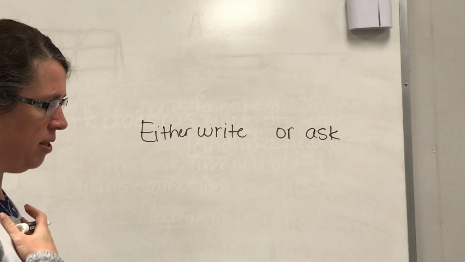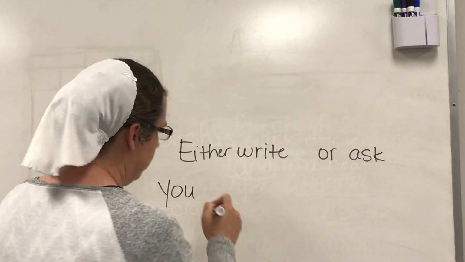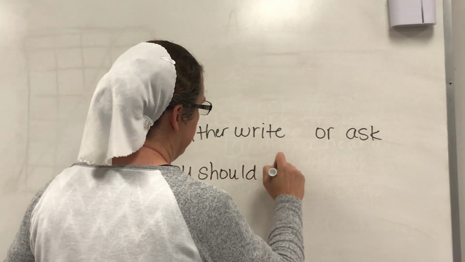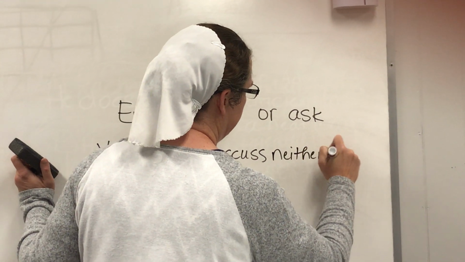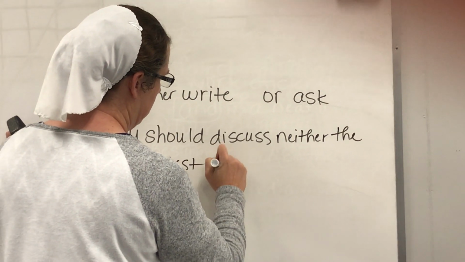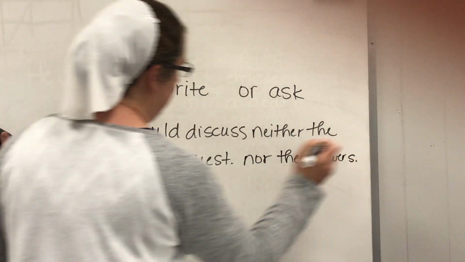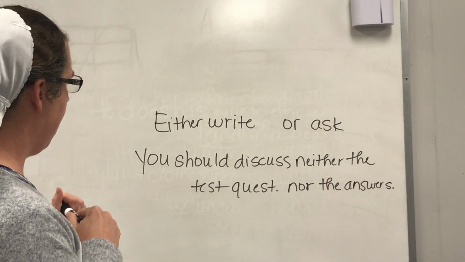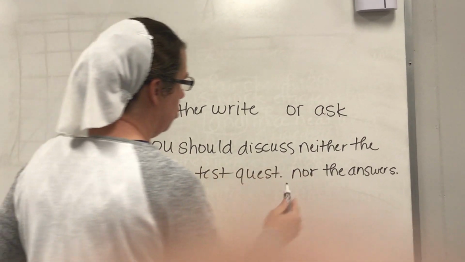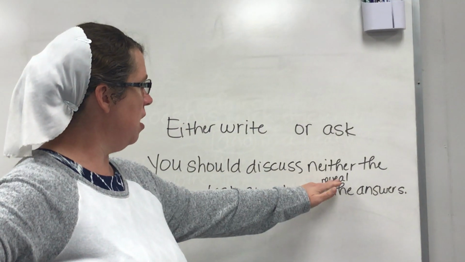All right, let's look at number 1, what we need to do. You should discuss neither the test questions nor reveal the answers. You should discuss, neither. All right, you should discuss neither the test questions nor the answer. I skipped a word. Nor reveal. That makes a difference. Here we've got the verb and then the conjunction. Here we've got the conjunction and then the verb.